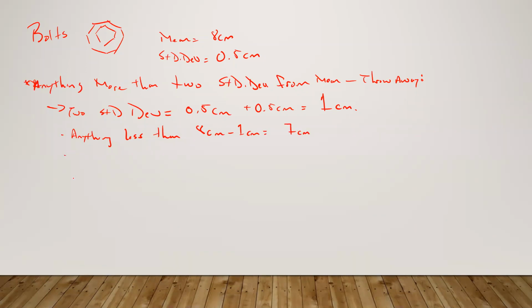And what size bolts would be too big? Yeah. You take the 8 centimeters plus 1 centimeter and you get 9 centimeters. So anything less than 7 centimeters, they need to throw away, and anything more than 9 centimeters, they need to throw away. Anything less than 7 centimeters, the bolts would be too small. Anything more than 9 centimeters and the bolts would be too big. Okay.